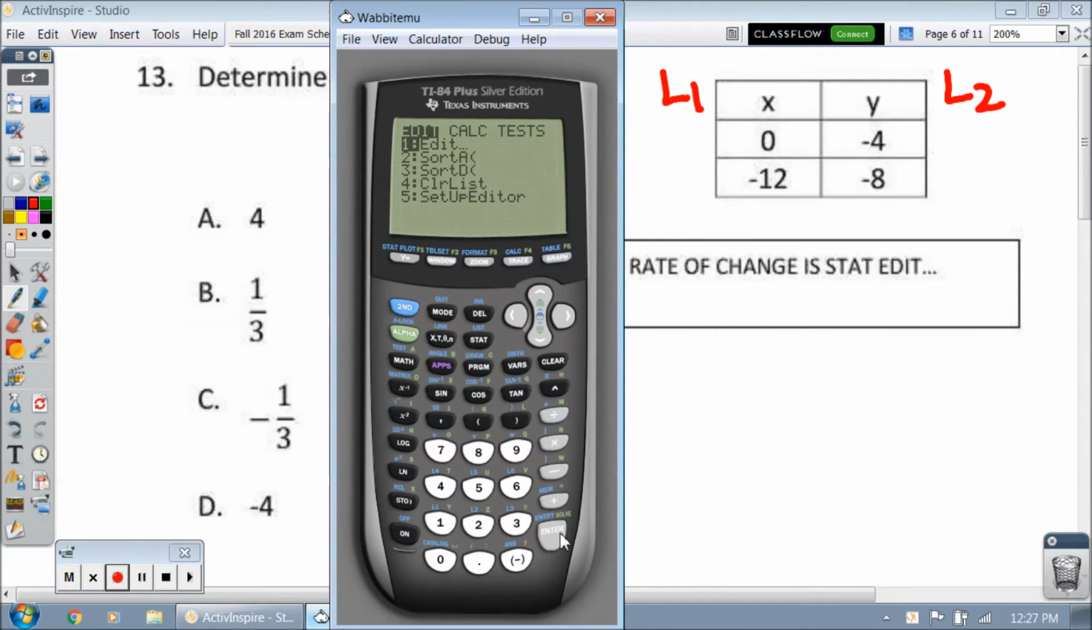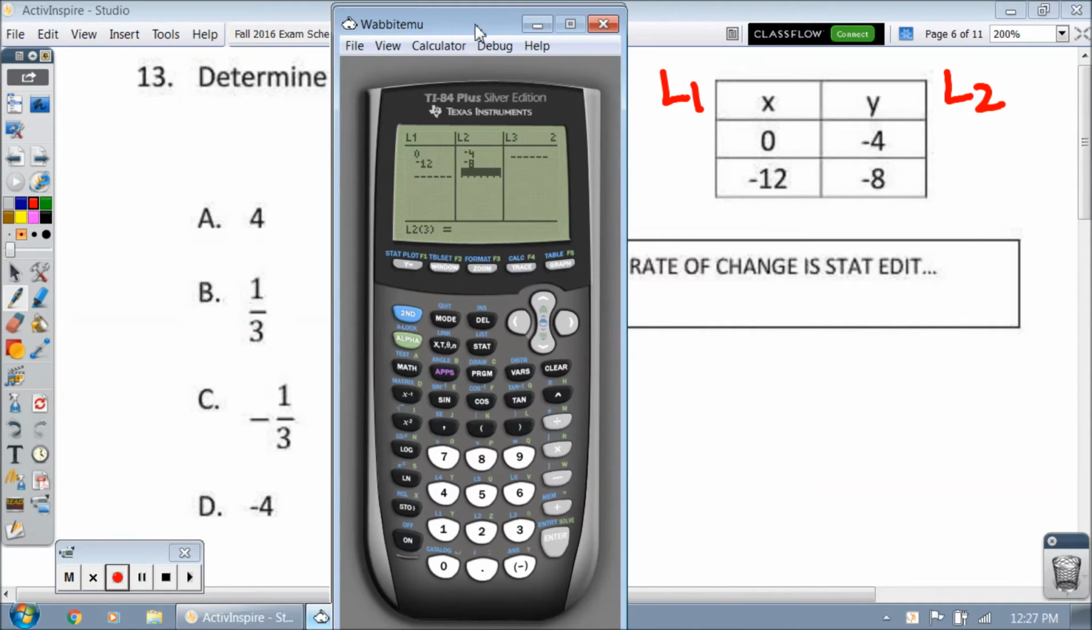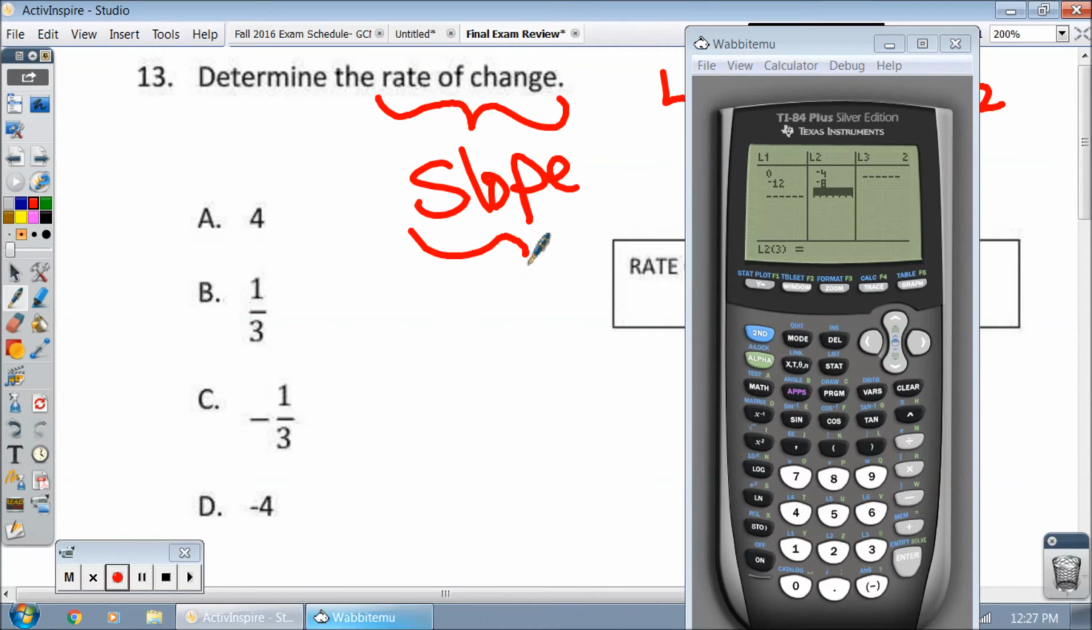So here we go, stat edit. Let's put our x values in first, 0, negative 12. And then let's put our y values in, negative 4, negative 8. Make sure that they're input into the calculator just like you would see it from the table here. Now let's calculate our slope.